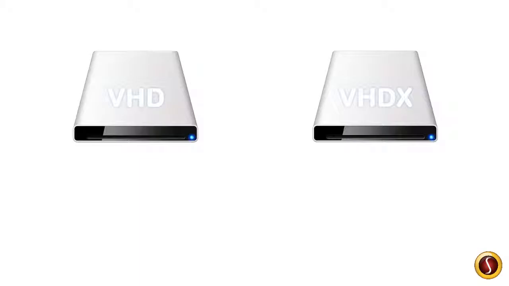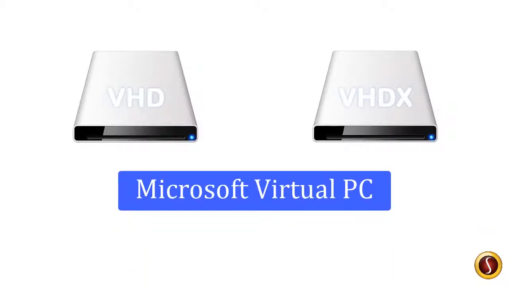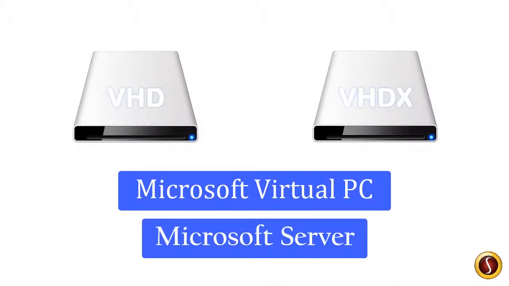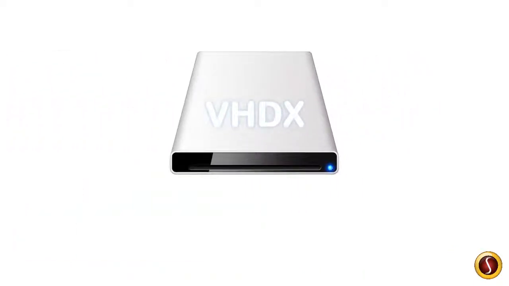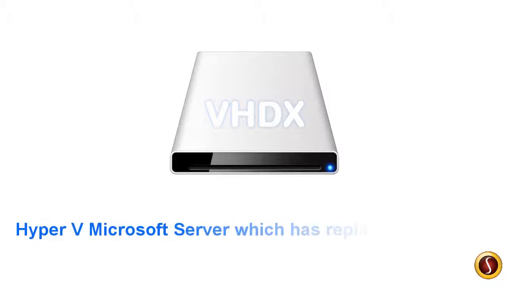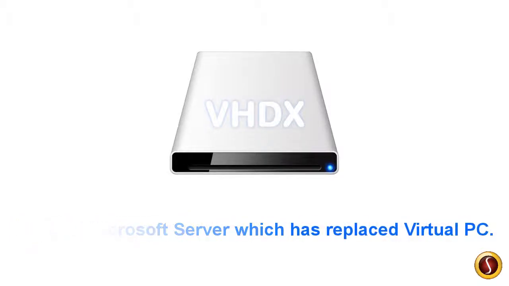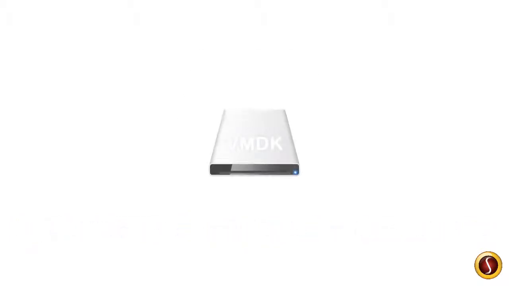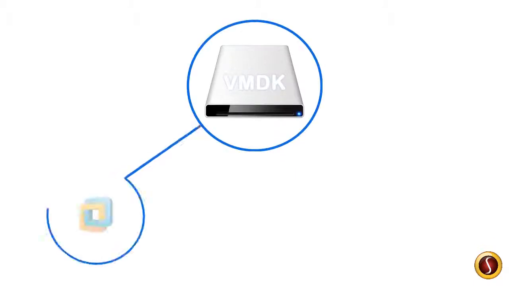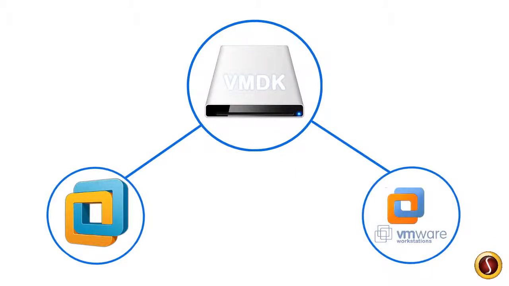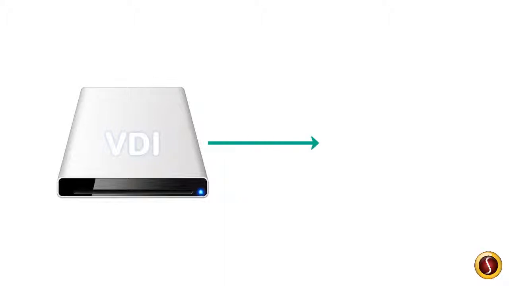VHD and VHDX are virtual disk files supported by Microsoft Virtual PC and Microsoft Server for storing data at a virtual level, where VHDX is advanced and used by Hyper-V Microsoft Server, which has replaced Virtual PC. Similarly, VMDK is a file created by VMware and VMware Workstation. And VDI is supported by Oracle VM VirtualBox.